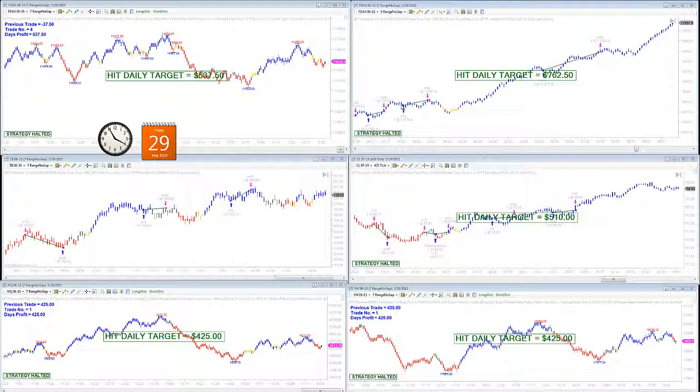Very pleased with this week. It was a very nice ride, and we will also be sending the performance for this week to our members.